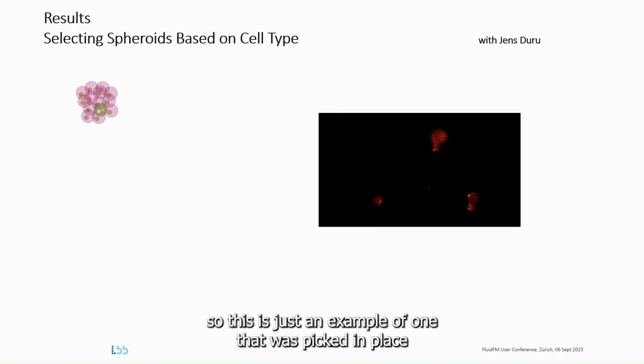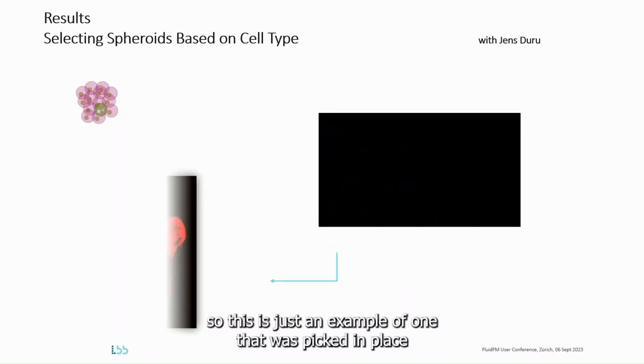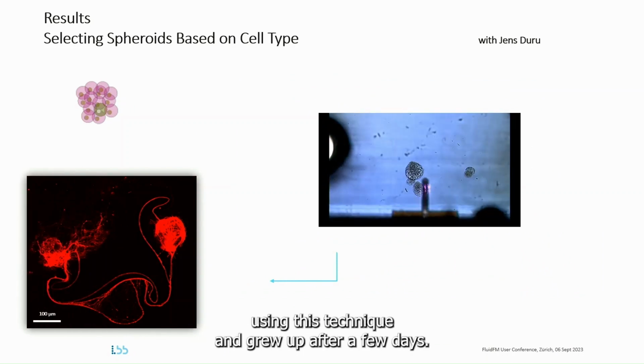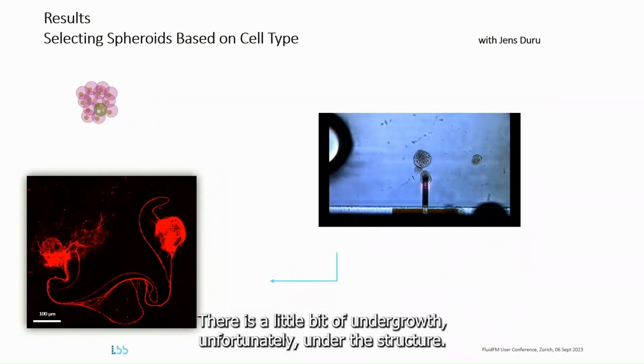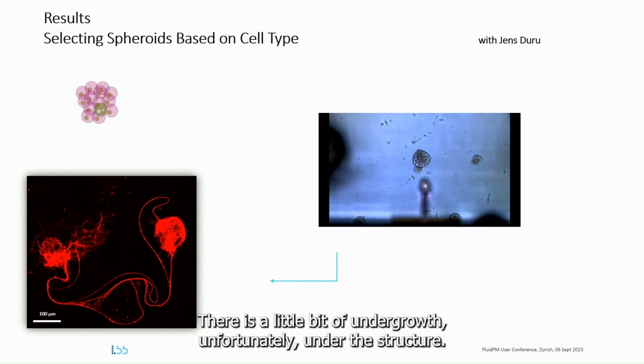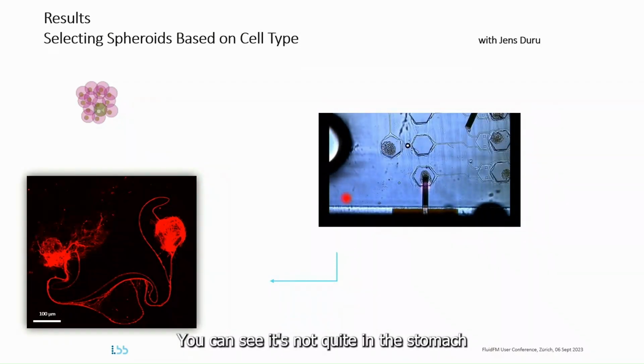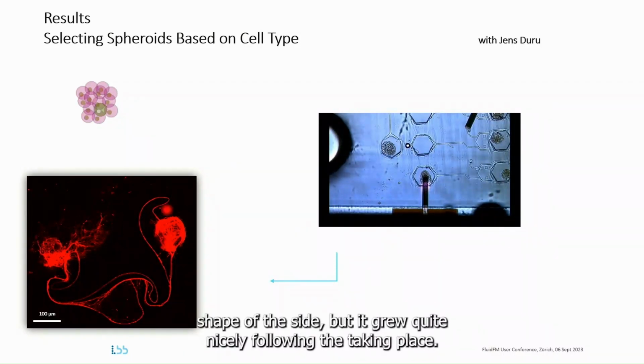So this is just an example of one that was picked and placed using this technique and grew up after a few days. There is a little bit of undergrowth, unfortunately, under the structure. You can see it's not quite in the stomach shape as this side, but it grew quite nicely following the pick and place.